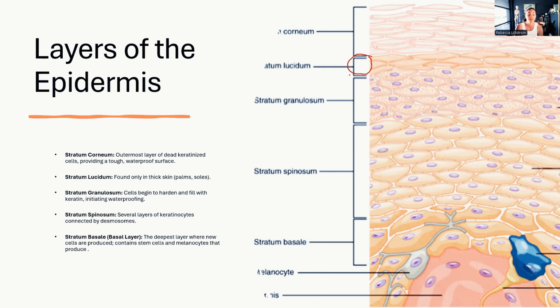So stratum lucidum. Below that is the stratum granulosum. And this is going to be where cells are going to start to harden and fill with keratin. And this keratin is what's going to initiate all of that waterproofing. The layer below that is the stratum spinosum. And this is going to have keratinocytes. These keratinocytes are present because they're going to be what produces the keratin that we see in these next layers that give us those waterproof protective properties.